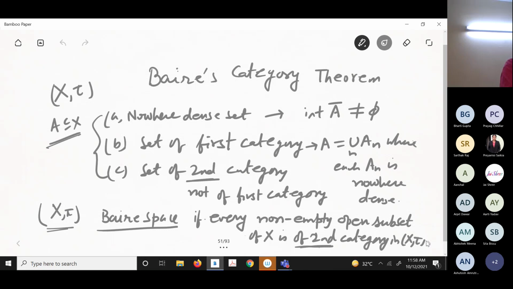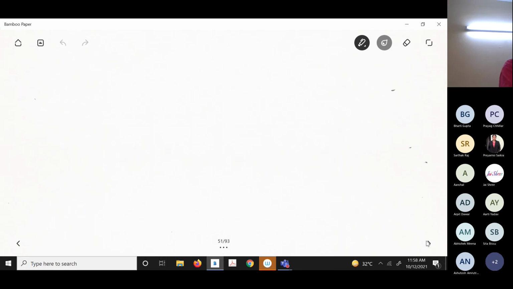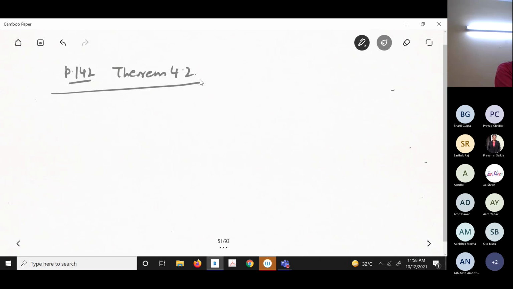In order to prove that, I am going to use the theorem 4.2, page 142. I have given the complete proof, with all sorts of explanations. So I am not proving it, but I am explaining it. I am giving the equivalent characterizations of a Baire space, because often we do not prove whether it's a Baire space by using the definition, but actually often you use condition B.